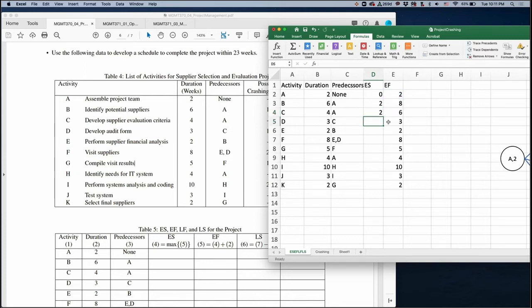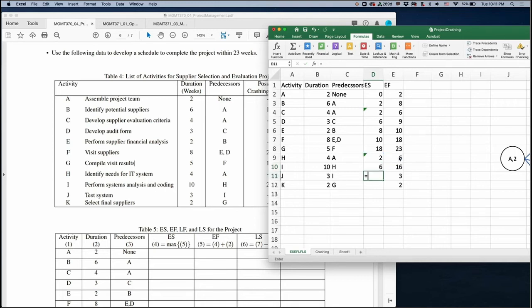And F, for this case A, for this we have H, for this we have I, for this we have G. Where is it? This one. Then you have this information. You just compute ES, EF. But now you need some successor information to complete LS, LF.